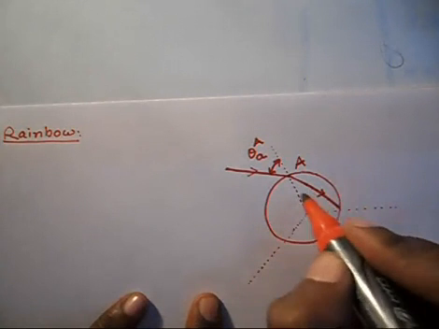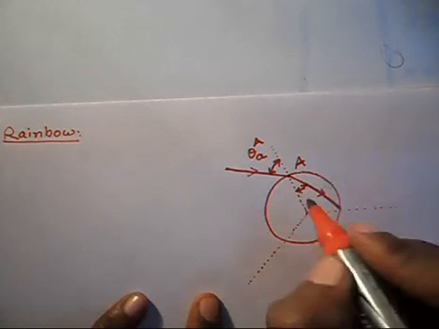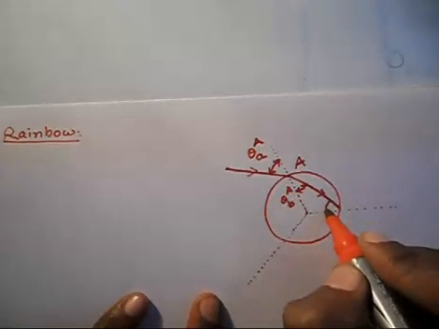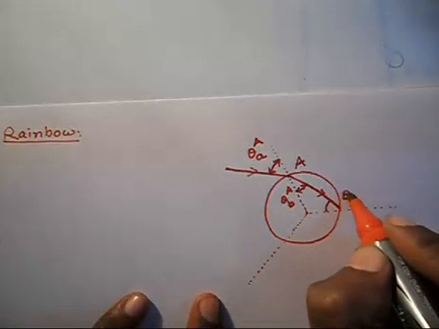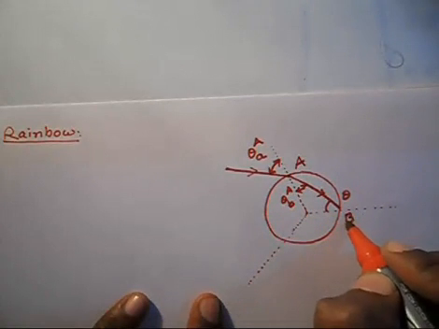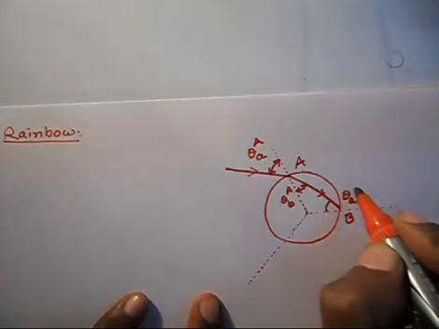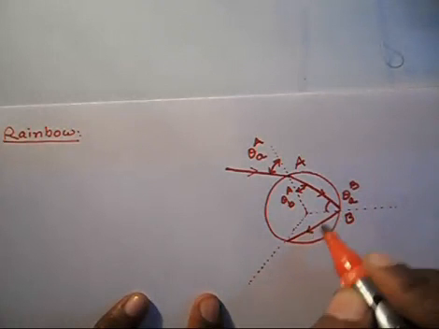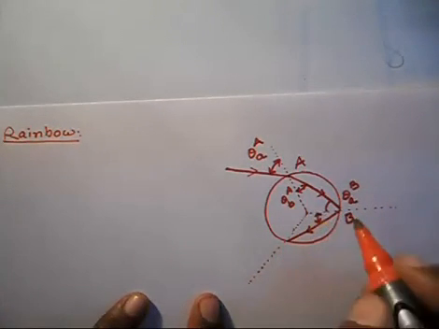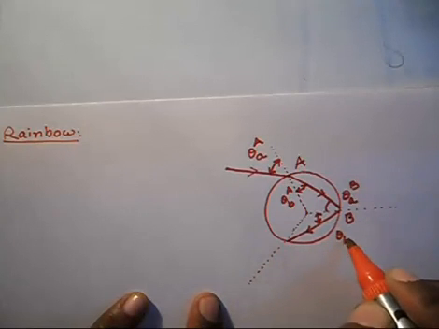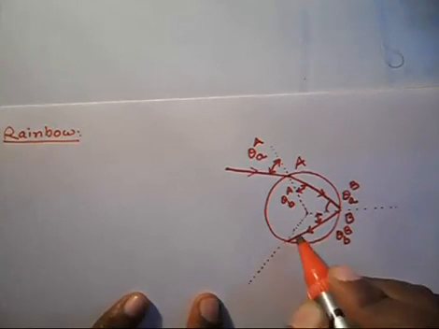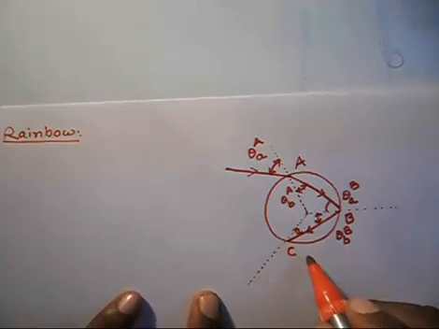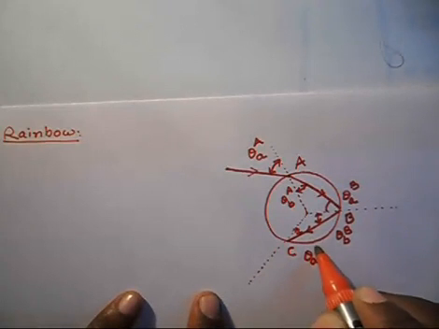This angle is, basically they are calling this angle theta B at A. Now let us call this point B. So this angle is called theta A at B. Now after reflection, this is the total internal reflection, they are calling this angle theta B at B. Now this point is C. This angle is called theta A at C.